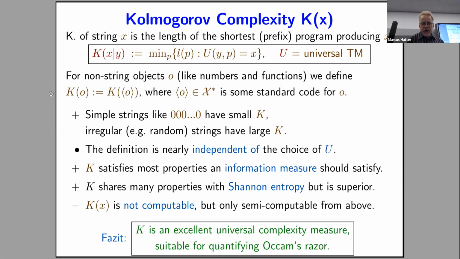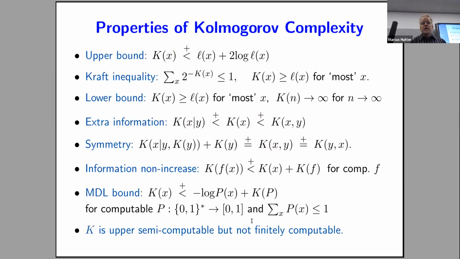To summarize, K is an excellent universal complexity measure and is also suitable for quantifying Occam's razor, which I will do later. Here is just one slide with the most important properties. When I collected them a long time ago, I thought about what to put in and what not to put in. It was pretty obvious that I should put these properties in, and that none of the other properties should be here as core properties. So there seems to be, in my opinion, a clear divide between the core properties and all the other properties. There was no property where I had difficulty deciding whether to put it in or out. So these are the most important properties of Kolmogorov complexity.